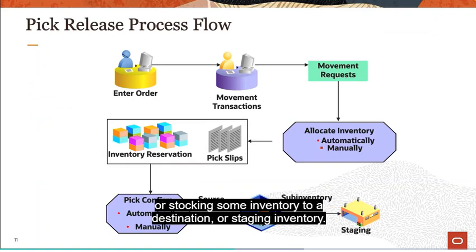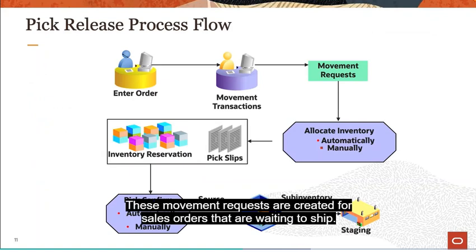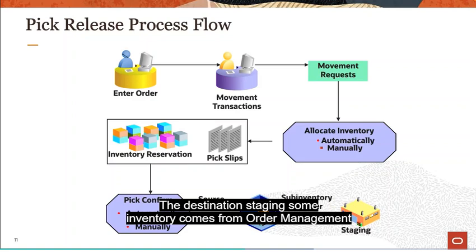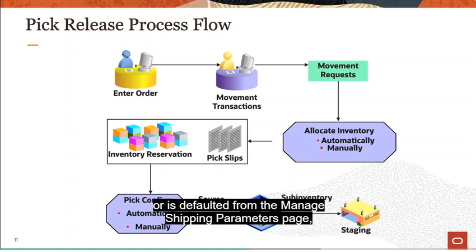A movement request asks to move materials from a source or stocking subinventory to a destination or staging subinventory. These movement requests are created for sales orders that are waiting to ship. The destination staging subinventory comes from order management or is defaulted from the Manage Shipping Parameters page, and each pick wave can use only one staging subinventory.